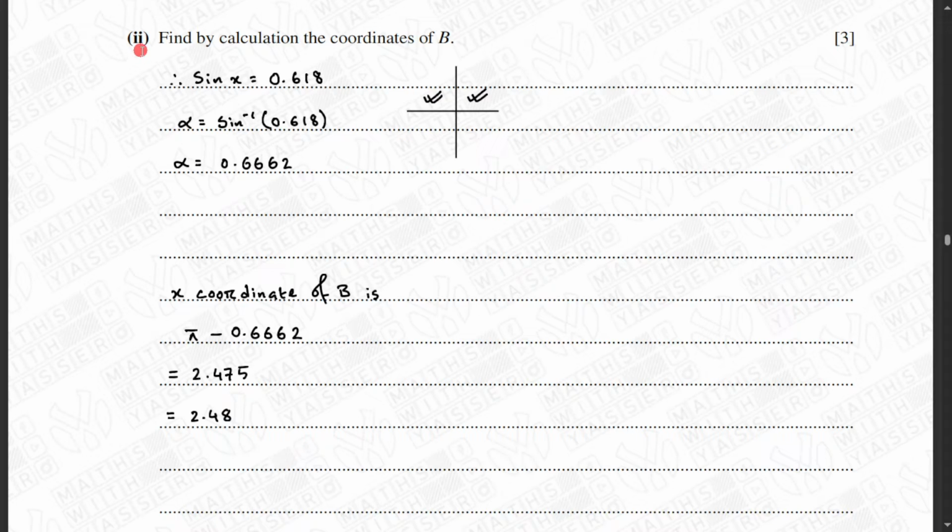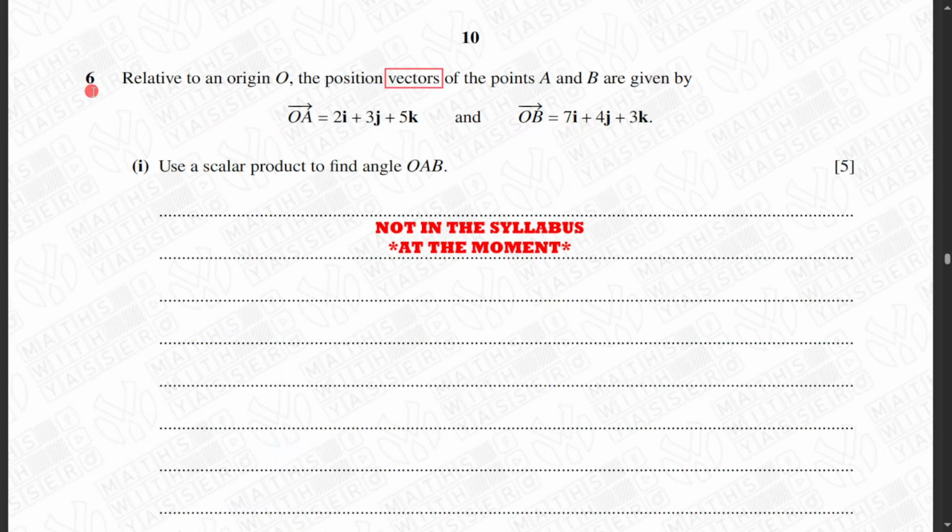In the second part of the question, we need to find by calculation the coordinates of B. Previously, we found that sin x equals 0.618. That means the basic angle came down to 0.6662. So the x coordinate of B, which lies in the second quadrant, will be pi minus the basic angle, which gives us 2.475. And in three significant figures, it should be 2.48.